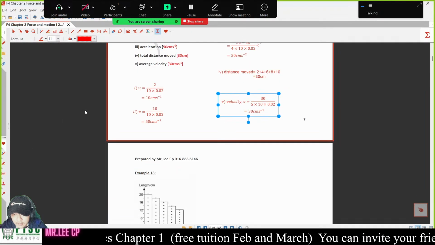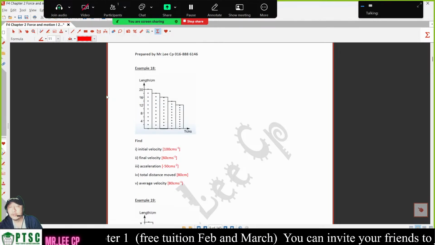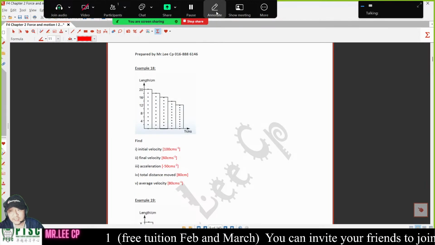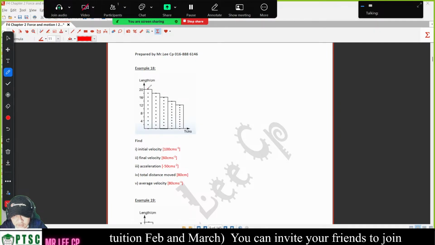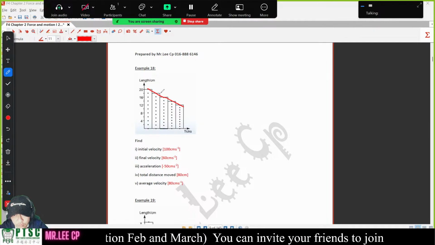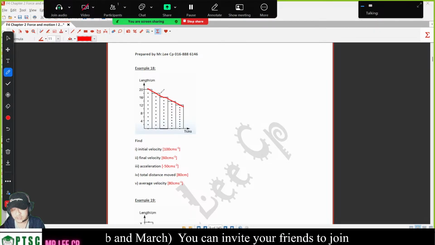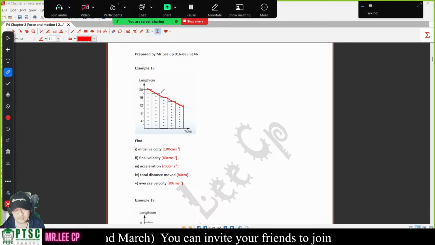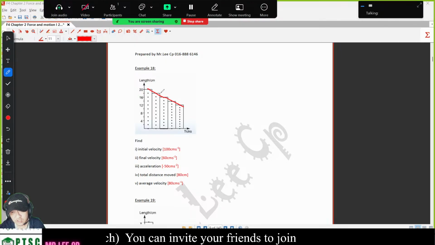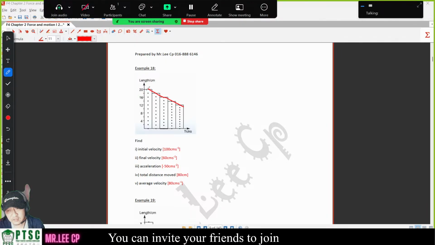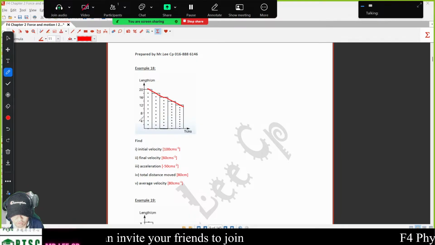Okay, so we continue from here. We look at the next example. In the next example, you see the length getting shorter. So you are getting slower and slower. What is this motion? This is called deceleration. It is called constant deceleration because it is minus 2, minus 2, minus 2, and so on.